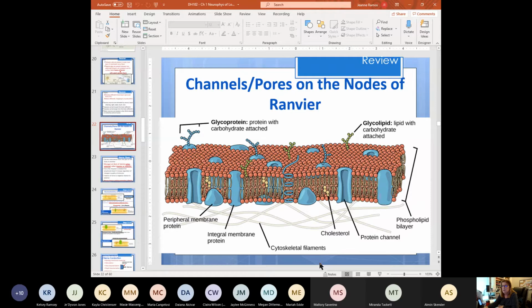And here's cholesterol, glycolipid with a carbohydrate attached, glycoprotein attached, and peripheral membrane proteins. You need all these things. But what we're the most interested in are these channels, the ones that will let positive and negative charges come in and out with certain chemicals.